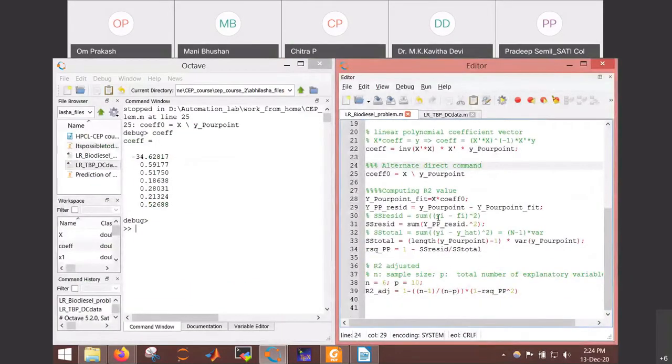For the R2 calculation, we know that the formula for R2 is 1 minus S residual upon S total, where S residual is found like this, which is the summation of yi minus this fitted value.